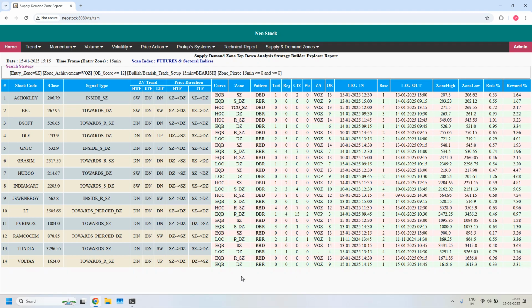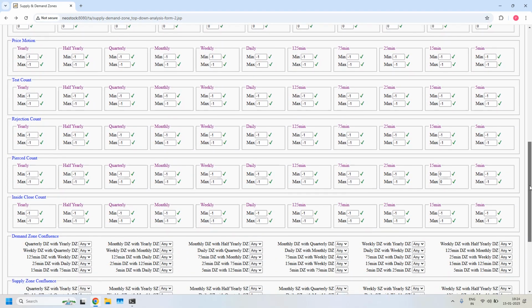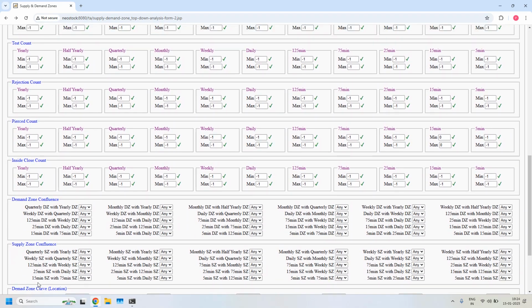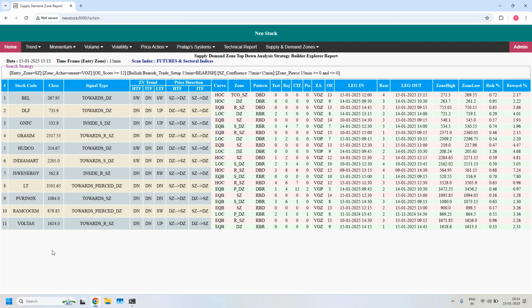So we can further filter these stocks based on the high probability parameter zone confluence. So first filter is LTF, ITF supply zone confluence. That is 15 minutes and 75 minutes supply zone confluence. I am enabling the filter. With this filter, we got 11 stocks. That means in all these 11 stocks, these 15 minute supply zones are part of the 75 minute supply zone. And 75 minutes trend is down in all these stocks, ITF trend.